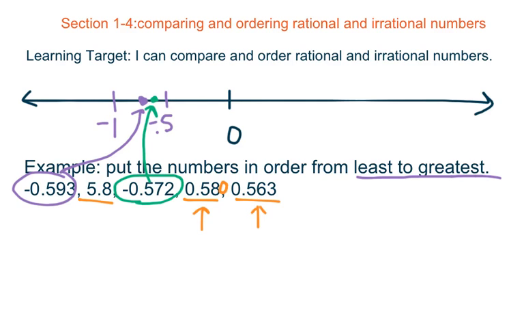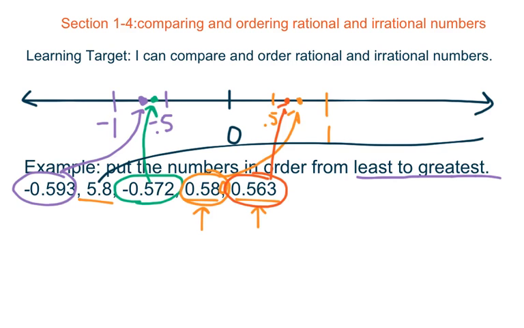Now let's go back to the number line. So if I say this over here is 1, and I say this is 0.5 here, 0.58 might be right about there. So I'm going to put 0.58 right about there. And then with 0.563, 0.563 is going to be closer to 0.5. So I'm going to have that one there. And then 5.8 is actually way over here. It's a positive 5, so it's going to be the farthest on the right.